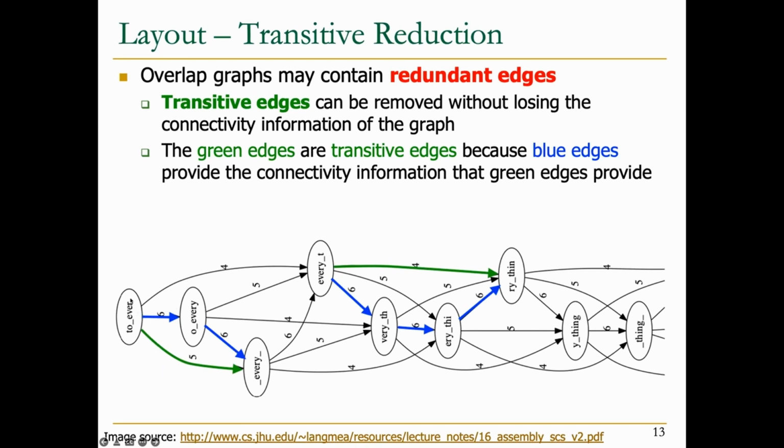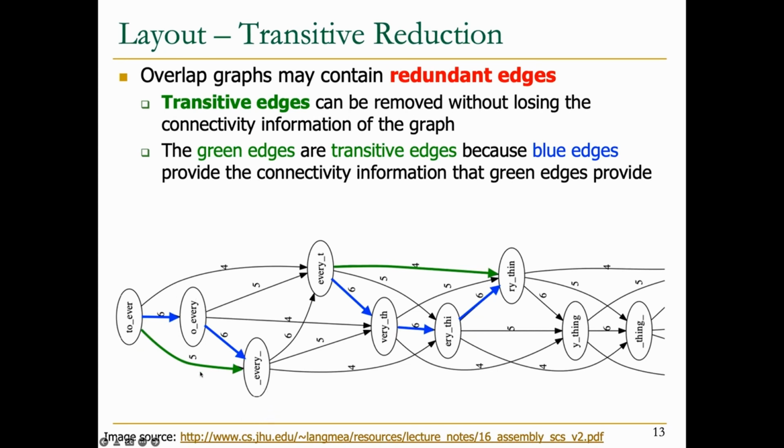Why? For example, the green edge tells me that I can start from this node and then go to this node. I should keep that connectivity information. But are there any paths that provide me the same connectivity? And the answer is yes. In this example, the blue edges also provide the same connectivity. Because I can start from this node, visit this node, and then visit this node. Essentially, I started from here and then ended here. So I'm still keeping the same connectivity information. In this case, the green edge is the transitive edge.